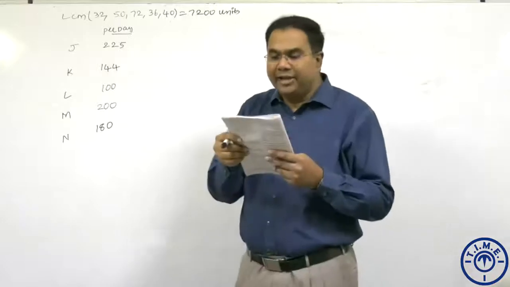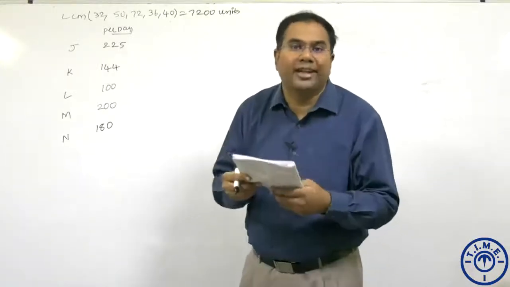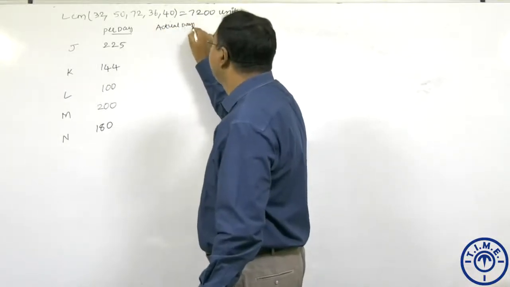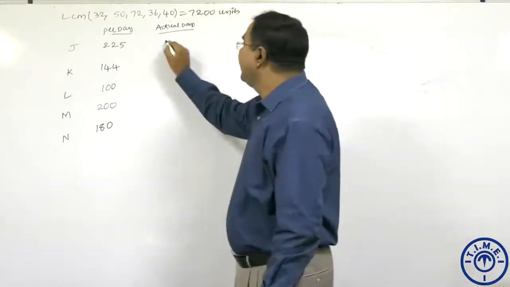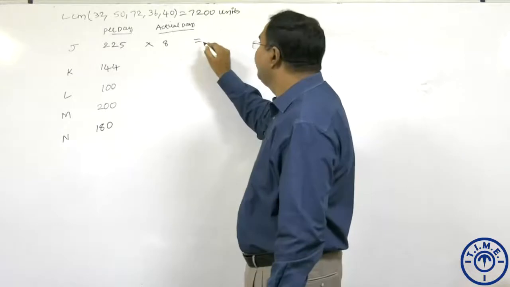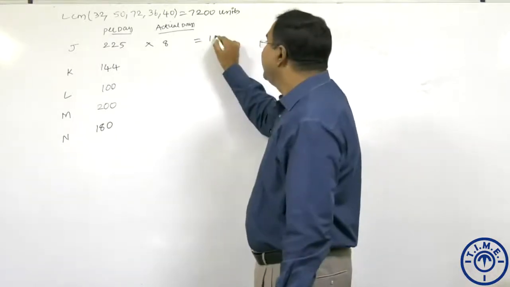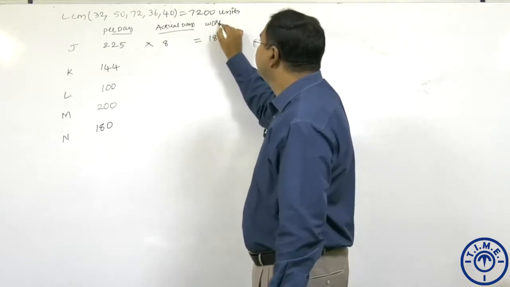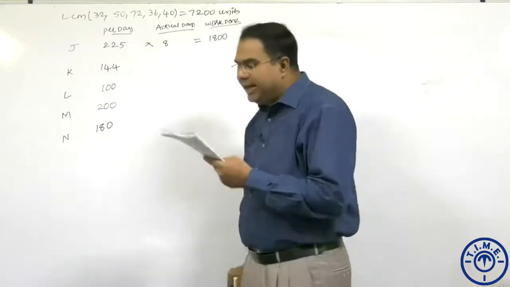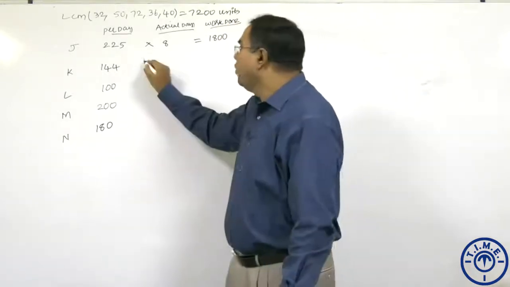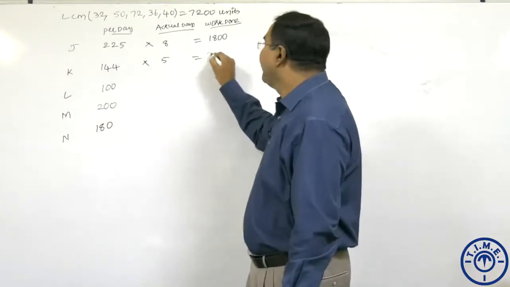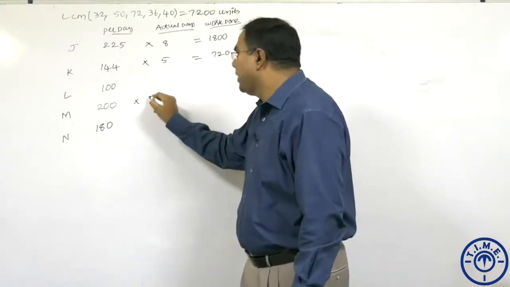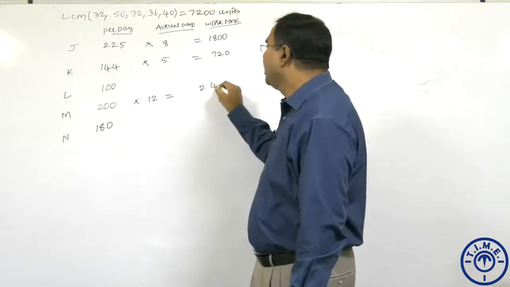Now, in the table he has given the actual number of days these persons are working on P. So, the actual number of days each person has worked. If we take J from the table, J is working for 8 days. So, per day 225 units, 225 into 8. So, J is completing 1800 units. This is work done by J. Then K is working for 5 days. 144 for 5 days, so into 5, 720 units. And M is working for 12 days. This is given in the table. So, per day 200 units, 200 into 12, 2400 units.